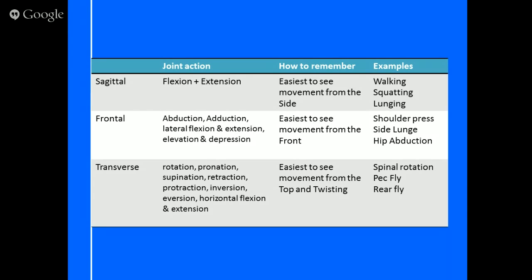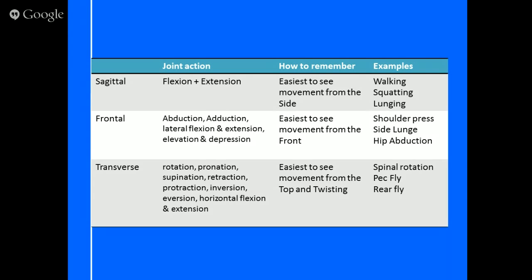Now, these two, retraction and protraction, relate to the pec fly and rear fly. And the reason why people get confused with that usually is because they don't see that their shoulder blades are moving enough in that exercise. And that's what we're looking for, the shoulder blades to move and really get that movement across in a transverse plane. The next one is inversion and eversion, and this is the movement of your foot. So inversion is this turning inwards motion, and eversion is turning out of the foot or of the hip.